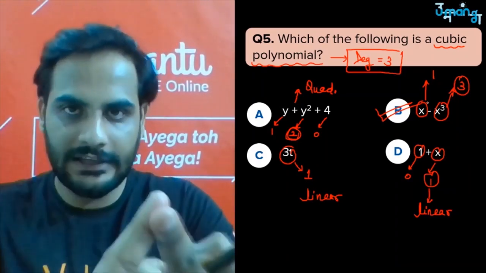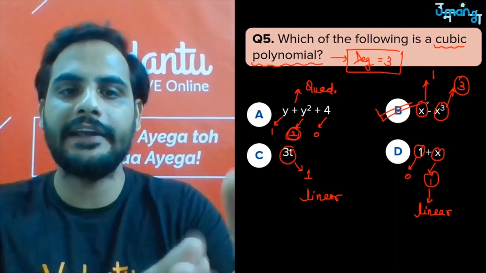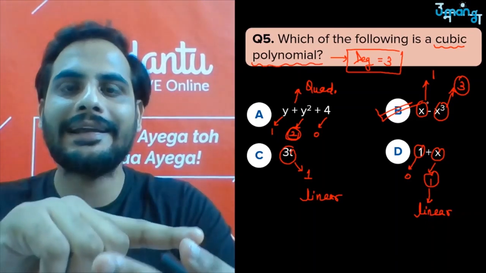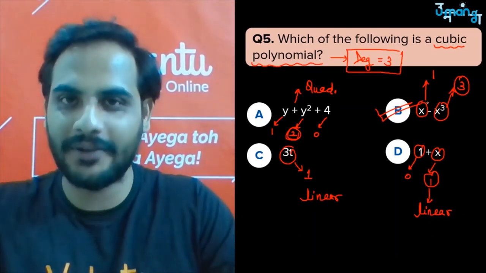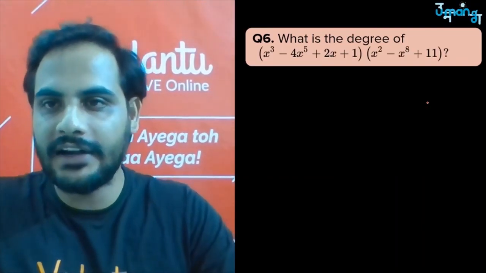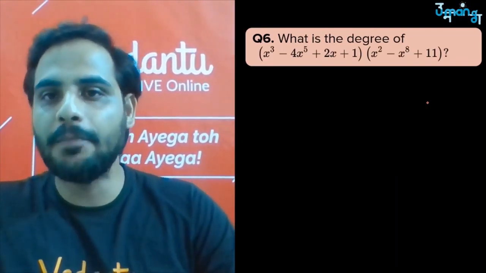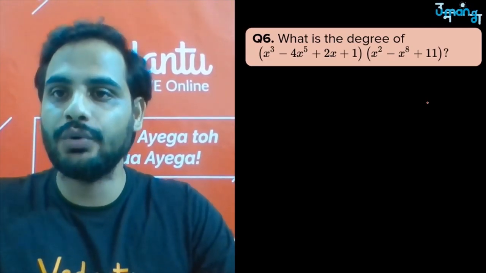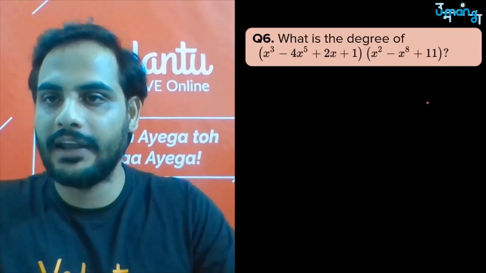Degree 1, linear. Degree 2, quadratic. Degree 3, cubic. Degree 0, constant. And degree undefined means 0 polynomial. Okay. Now let's look at a very important question. What is the degree of x cube minus 4x raised to the power 5 plus 2x plus 1 into x square minus x raised to the power 8 plus 11?